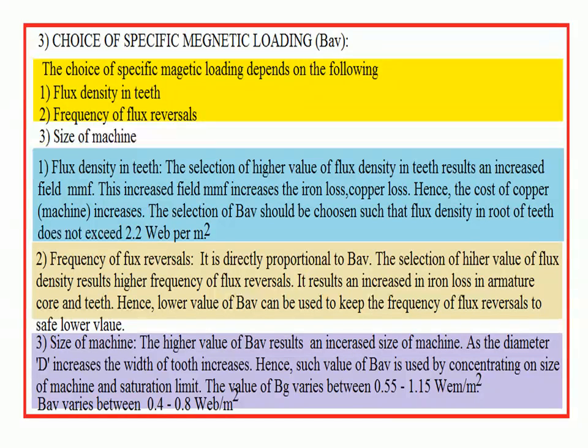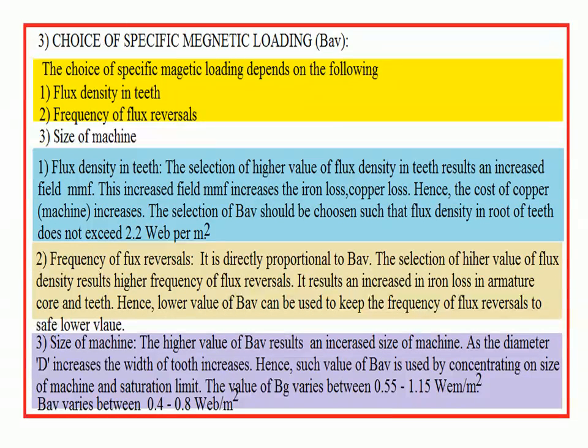Hence, the selection of B average should be such that flux density in the root of teeth does not exceed 2.2 Webers per meter square. Number 2, frequency of flux reversals. It is directly proportional to B average. You have to remember the relation directly or indirectly.